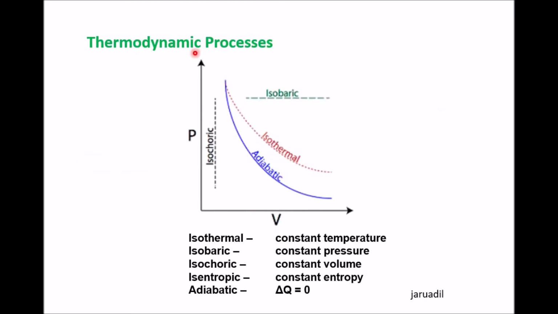Again, this is the PV diagram of the processes. When you say isochoric, that is constant volume. Adiabatic is this line at constant entropy. Isothermal, at constant temperature, is at this line. And isobaric is this horizontal line.